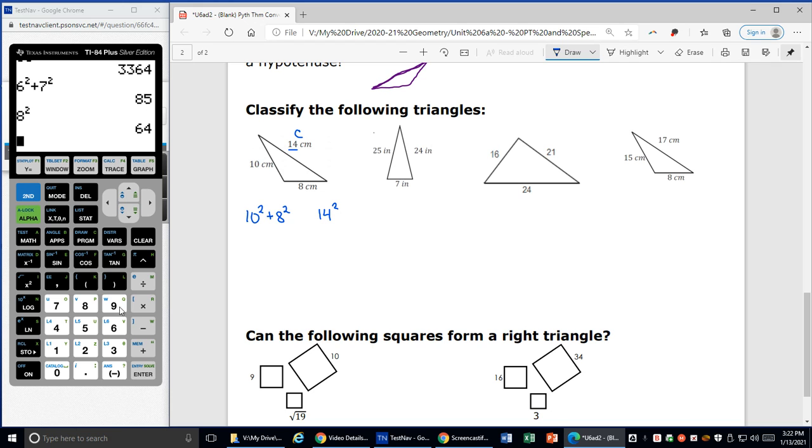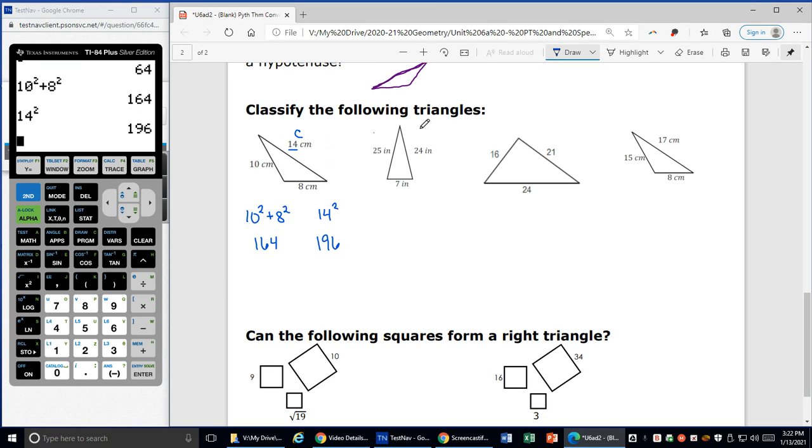Okay, so in my calculator, 10 squared plus 8 squared. And remember, this calculator is just the one that comes with CMS SchoolNet. You just search with the word calc as your test code. All right, so this side is 164. And then my 14 squared is 196.